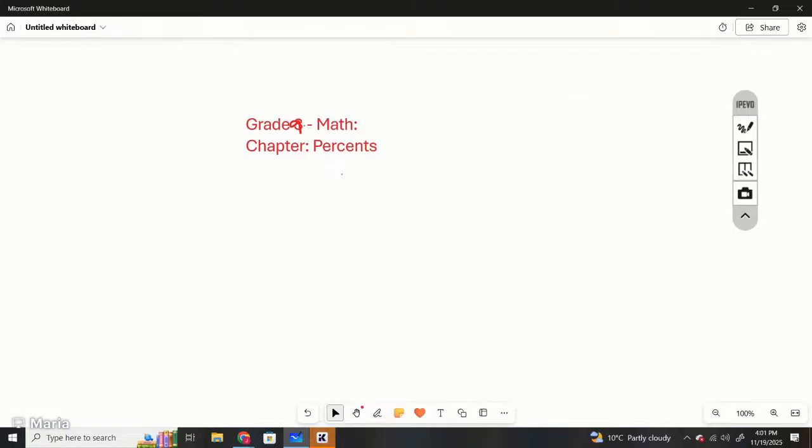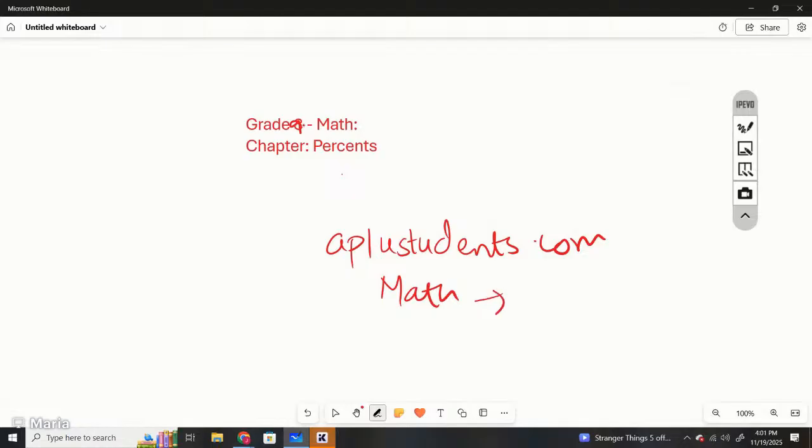We are here for grade 9 math. You can find all the lessons on aplusstudents.com. You have to log in there using your email address and password as provided by the administrator. Then you have to select math from the subject tab. Scroll down to grade 9 math and then click on view all lessons. There you can find a list of the chapters. We're going to start with the chapter percents.